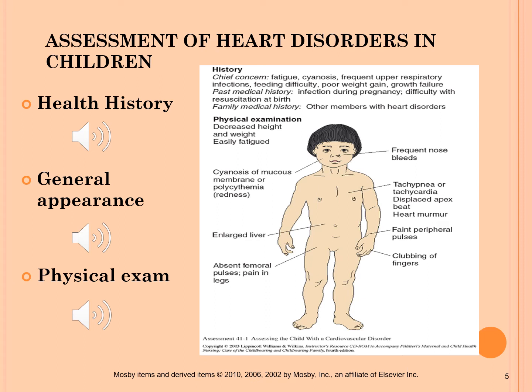It'd be important to assess the apical point of maximum impulse, or PMI. That is located at the fourth or fifth intercostal space, at the mid-clavicular line in infants and children. And deviations in the PMI can be an indicator of enlarged heart due to illness, heart fatigue, or heart failure, or congenital heart defects.